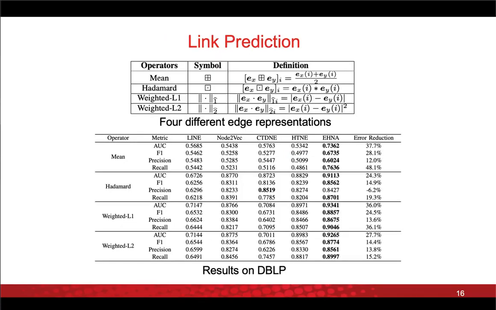To demonstrate the robustness of our method for link prediction, we generate 4 different edge representations for evaluation. On DBLP, our method outperforms all methods in most cases, and the error reduction can be up to 48%.